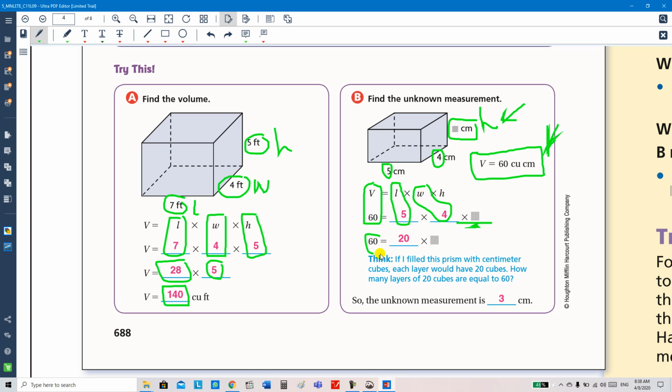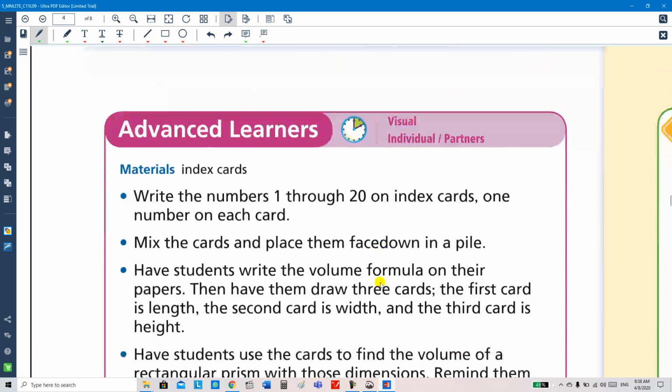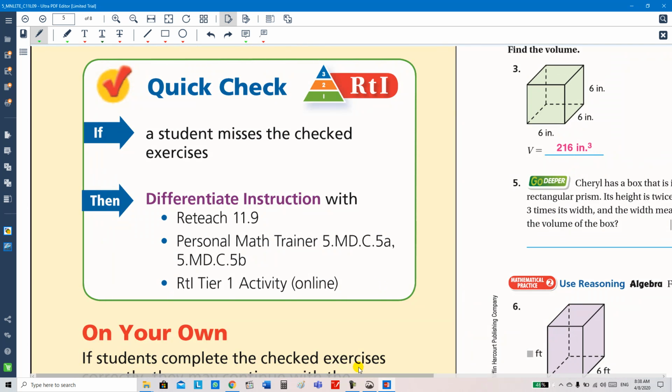So 60 here equal 4 multiplied by 5 equal what? Equal 20. 20 multiplied by what equals 60? Of course 20 multiplied by 3 equals 60. So the height here must be 3 centimeters. Okay, let's move to the next page.